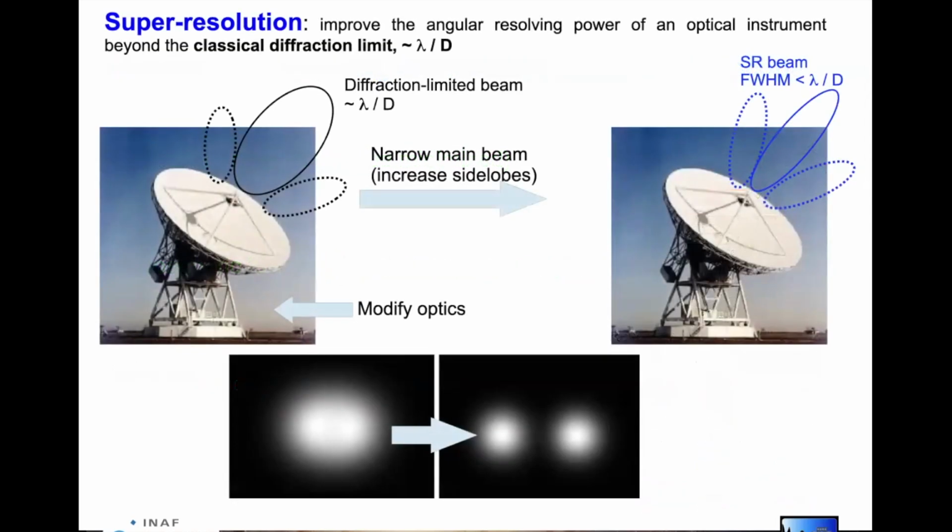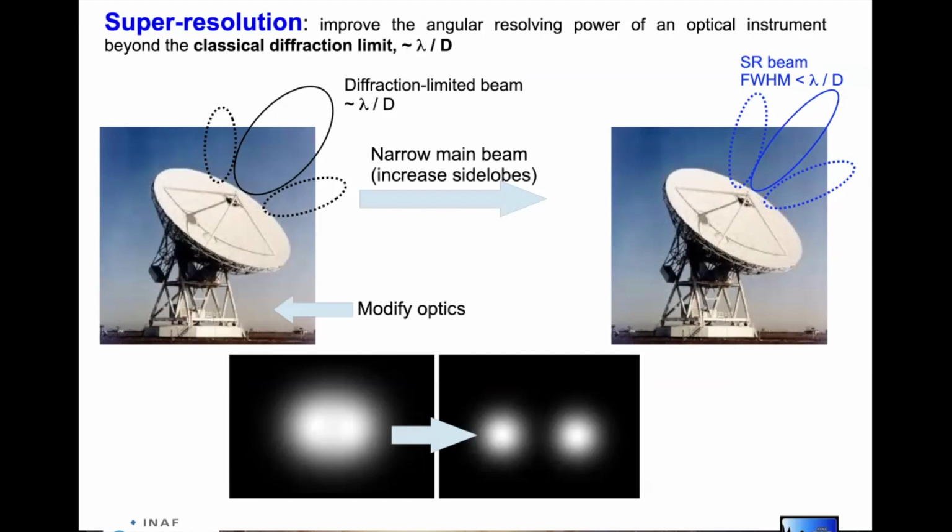Diffraction is considered to be a final ultimate limit, but as we will see, it is really not. By super-resolution, we mean all those methods that can improve the angular resolving power of a telescope beyond the classical diffraction limit, which for a single dish telescope is of the order of lambda over D, where D is the diameter of the primary reflector.